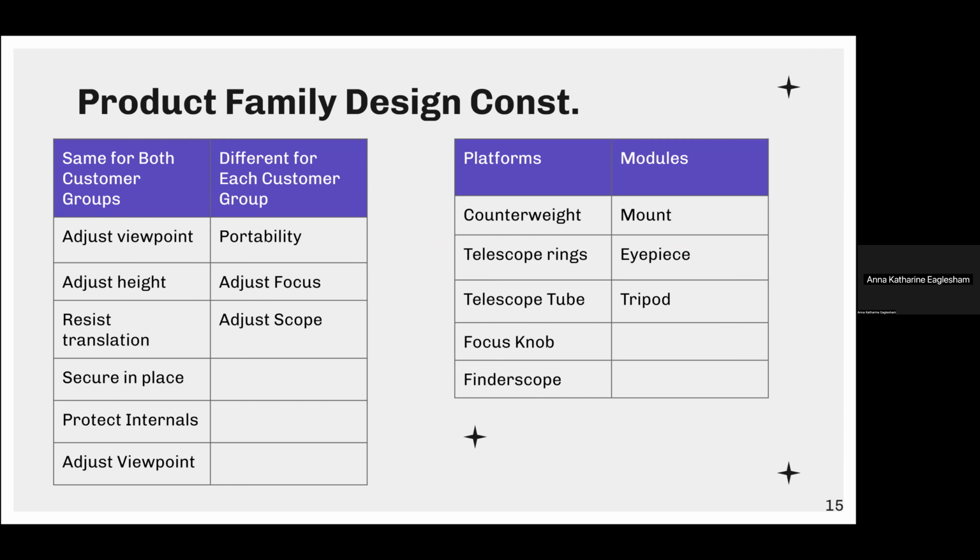We then compared the functionalities of the different consumer groups. The functionalities that differ between the consumer groups were portability, adjust focus, and adjust scope. Based on these functionalities that were found to vary, the parts that differ between the groups were the mount, the eyepiece, and the tripod.